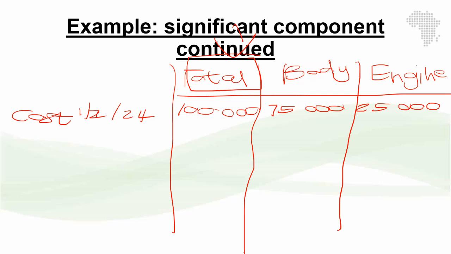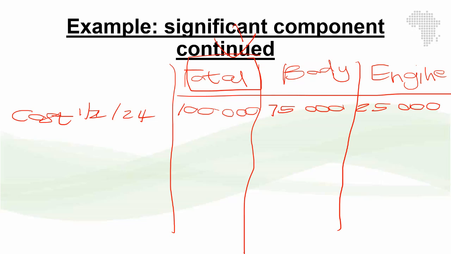So once again, just to double check, how do I get the 75? The question said the total cost of the fire truck was 100,000. The cost of the engine was 25,000, but that cost was already included in the cost of my truck. So that leaves 75,000 for the rest of the truck.